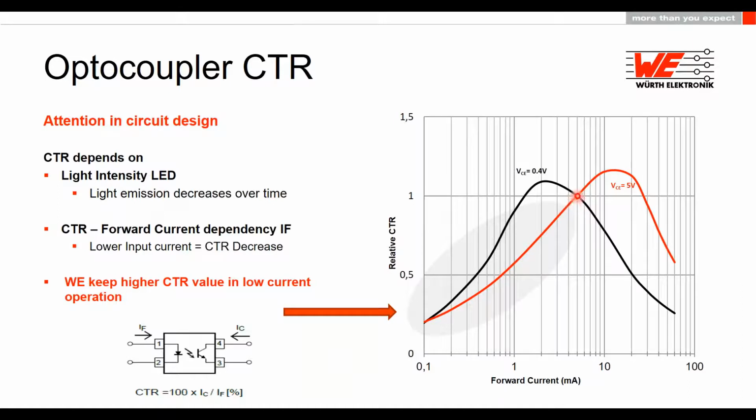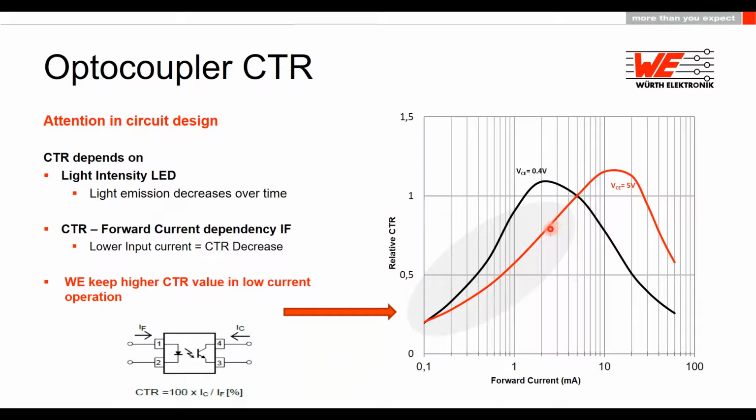The second point is, as I told you, you can also apply 1 milliamp to your optocoupler or to your LED. But if you apply 1 milliamp on your LED, you will also get a lower output current of the phototransistor. That means you will also get another CTR value. So this is not a problem. You can also apply currents in this region, but you have to pay attention that the CTR value is changing.